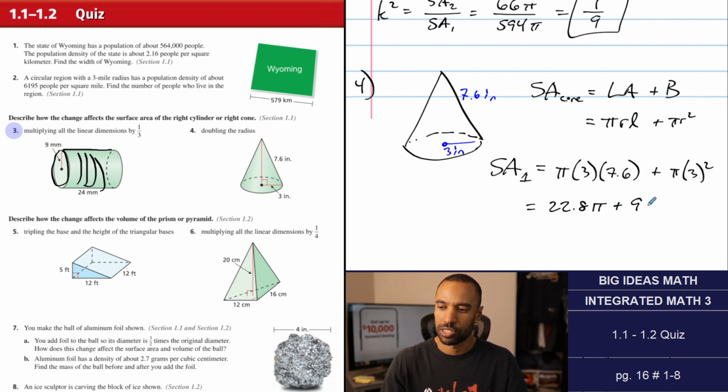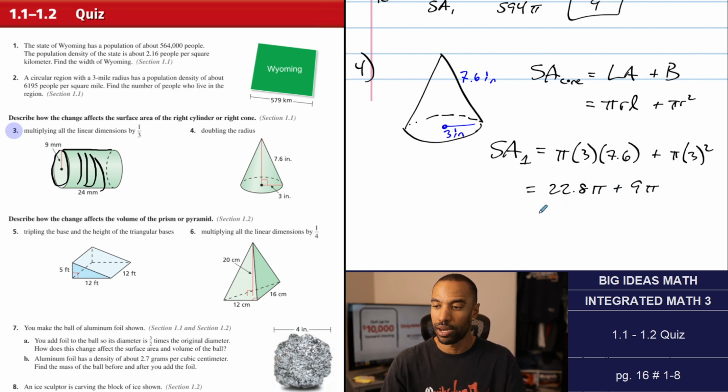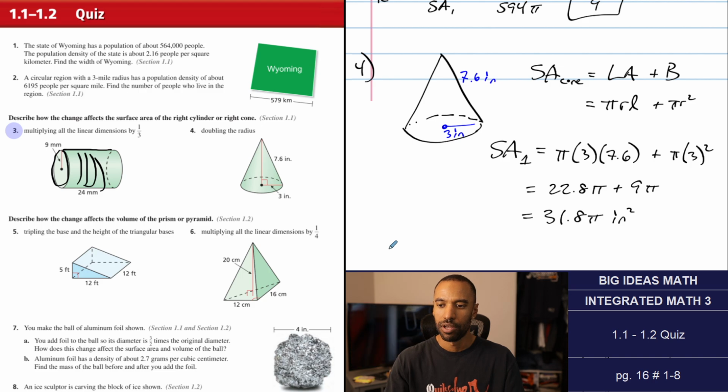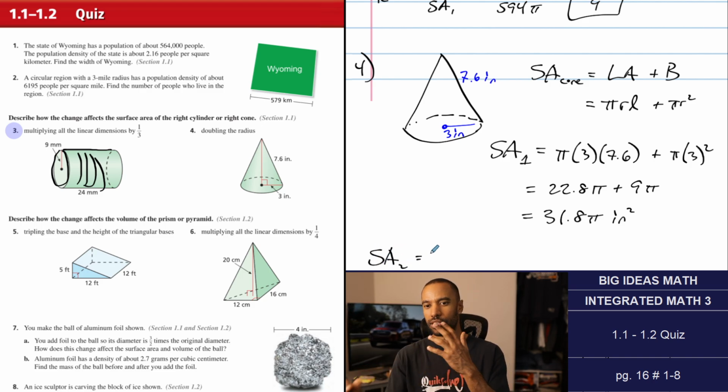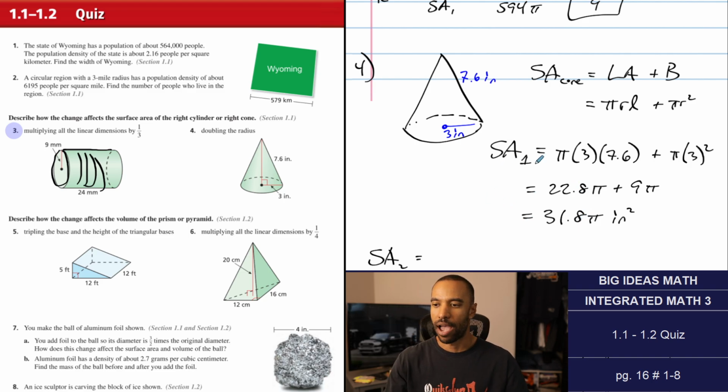22.8 pi plus this 9 pi gets us 31.8 pi square inches. This is surface area after all. So that's object 1. Object 2, we're just going to double the radius only. So the pi r l plus pi r squared, pi r l is still 22. Oh, no, it's not. We're doubling radius. So pi times 6 times 7.6.